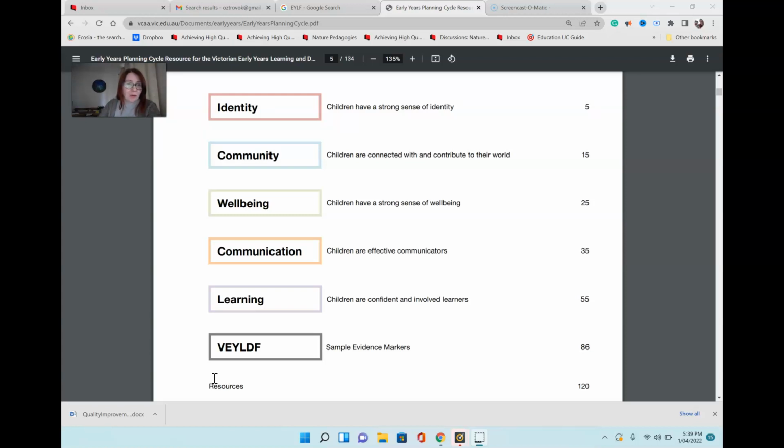As you can see, we have 5 learning outcomes: identity, community, well-being, communication, learning. So identity is similar to the EYLF outcome: children have a strong sense of identity. Community is a key word to remember: children are connected with and contribute to the world. And well-being: children have a strong sense of well-being. Communication: children are effective communicators. Learning: children are confident and involved learners.